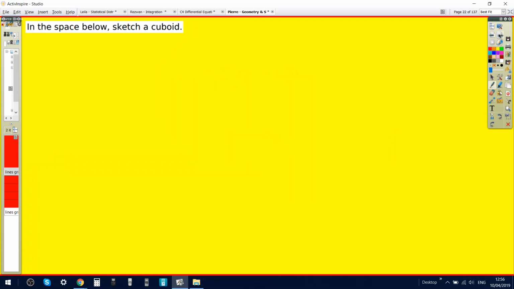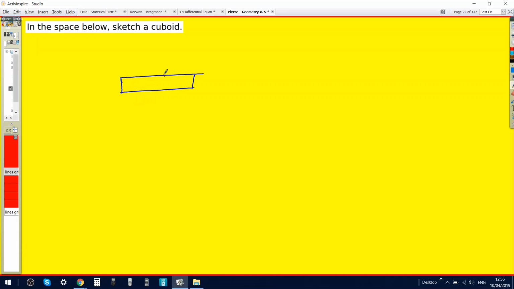Sketch a cuboid. How would you sketch a cuboid? That would basically be a 3D square. That's a cube. A rectangular one, yeah, it's a 3D rectangle. So one rectangle, another rectangle with its corners in the middle, and then join them up. I see.